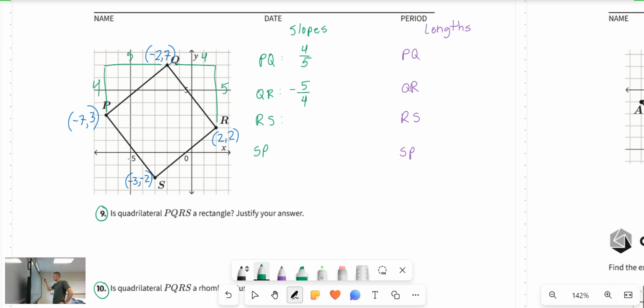For R to S, we're going from +2 to -2 vertically. So this is going to be down 4, and this is going to be 1, 2, 3, 4, 5. If we were going down 4 and left, this is the same as going up 4 and to the right 5. So that's a positive slope because it's going up to the right, down to the left. So that's going to be 4/5 again.